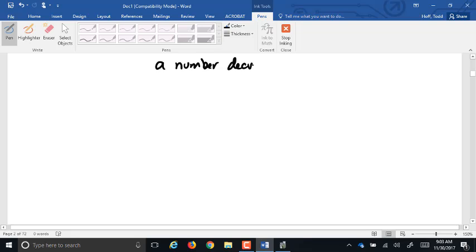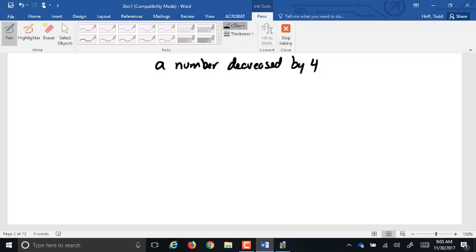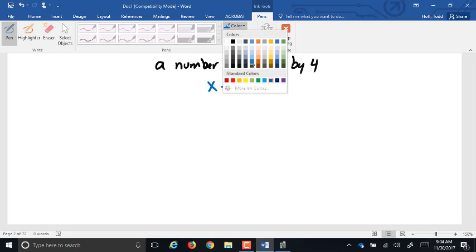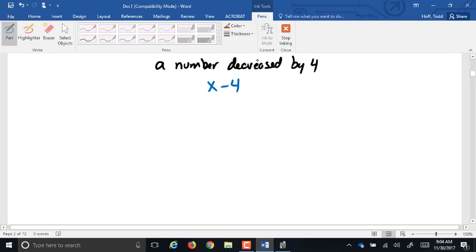Like if we have a number decreased by 4, how would I write that with variables? X minus 4. Again, we could use any letter. It could be Y minus 4 or N minus 4 or whatever we want to use. Other ways we could write that, other phrases that would indicate X minus 4. 4 less than a number.